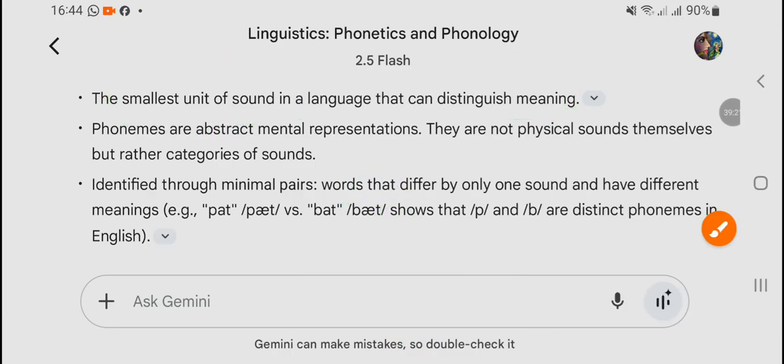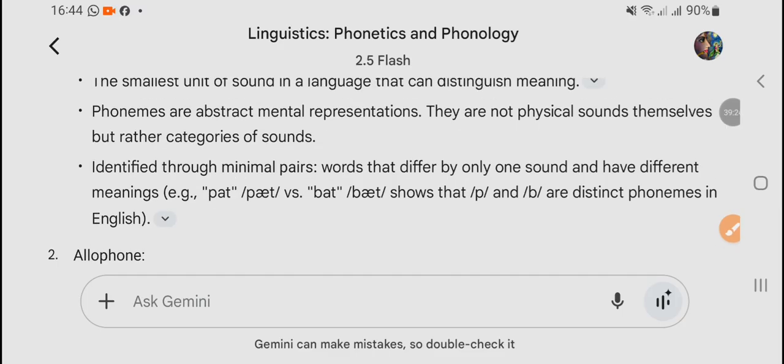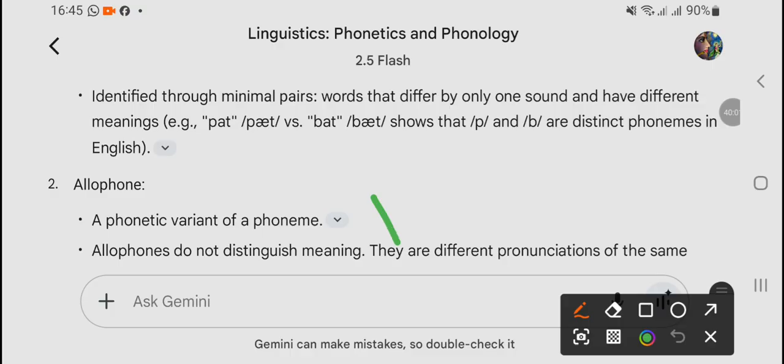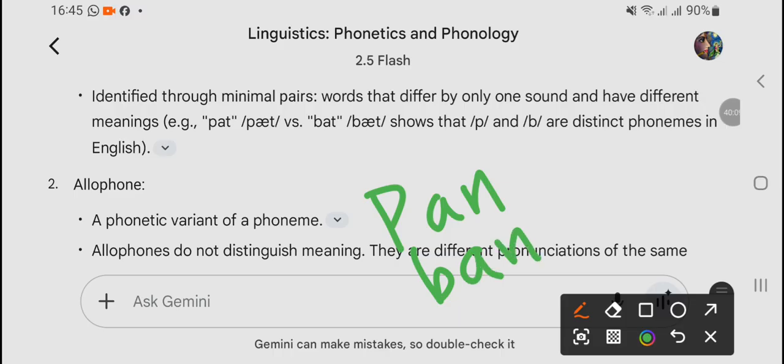Okay, now phonemes are abstract mental representations, because our mind understands this is P, this is Q, this is B, this is D. They are not physical sounds themselves, but rather categories of sounds, because our mind immediately identifies that this is a P, this is B. They are identified through minimal pairs: words that differ by only one sound. One sound changes, and then P, right? So that's a pen, that's a ben, that's a can, or that's a fan.